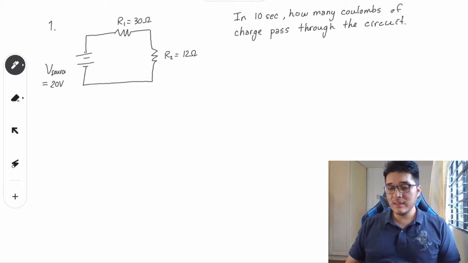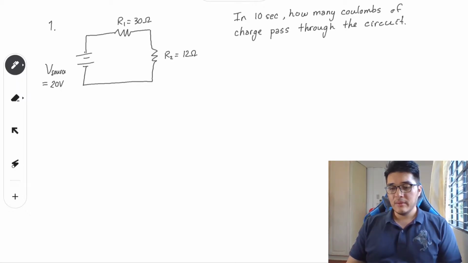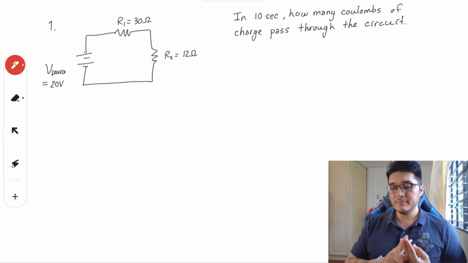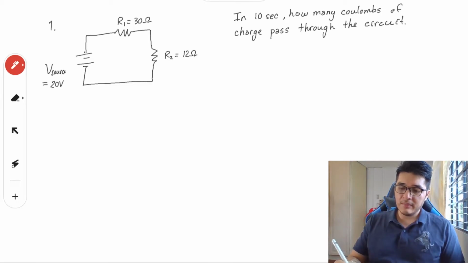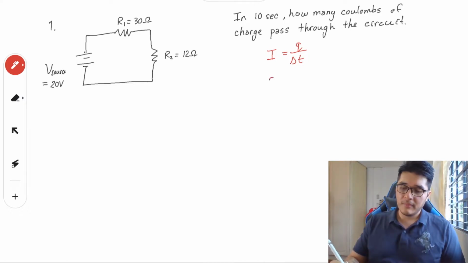So here we have a simple circuit set up in series. And they're asking you, in 10 seconds, how many coulombs of charge pass through the circuit? So what's the main formula that we're going to have to use? Which formula relates time and coulombs together? Current. Yeah, so current is the amount of charge that goes through a cross-sectional area in a given time period. So if they're asking us how many coulombs, that's another way of asking what is the value of Q. And in this case, they give you the change in time, which is 10 seconds.